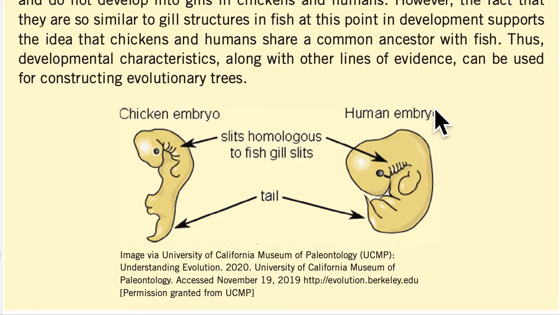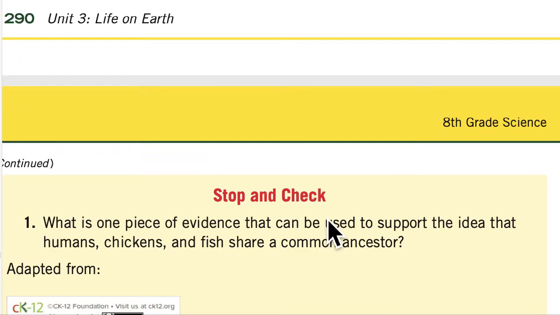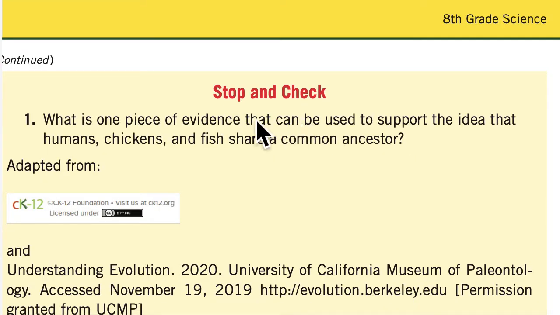Chicken embryo, human embryo, slits homologous to fish gill slits, and a tail. Stop and check. What is one piece of evidence that can be used to support the idea that humans, chickens, and fish share a common ancestor?